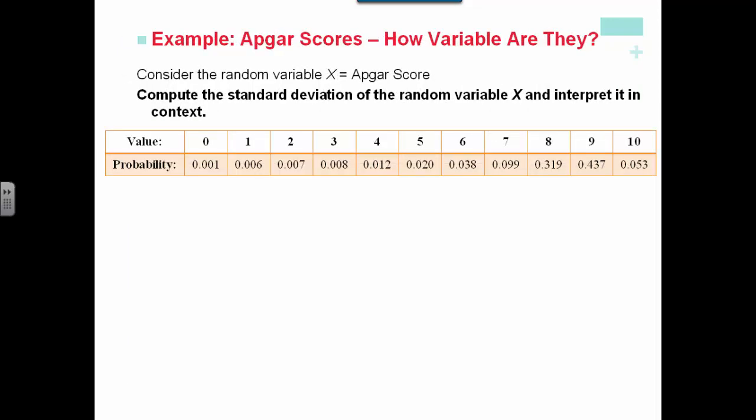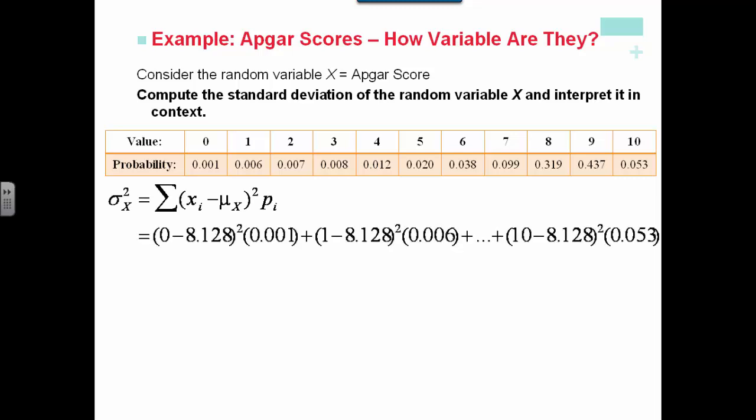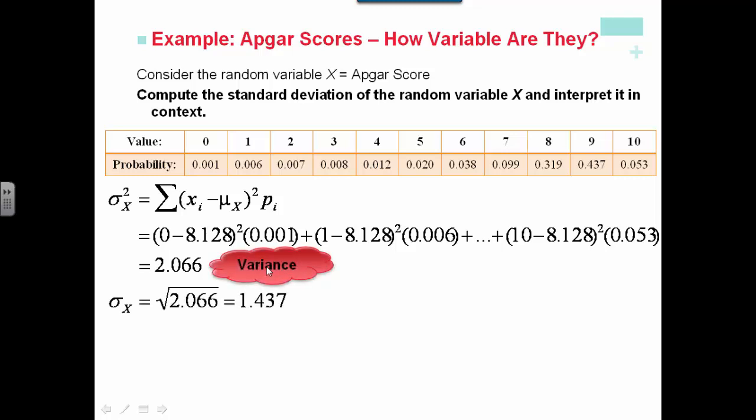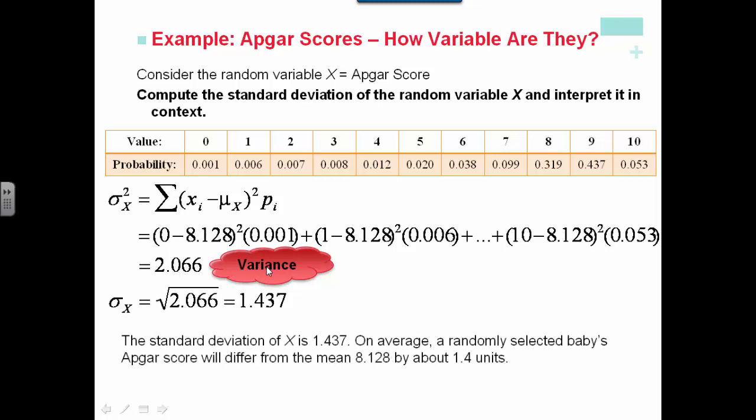Compute the standard deviation. Value minus the mean that we calculated earlier, which was 8.128, squared times the probability, plus value minus the mean squared times probability, and so on. We get 2.066 for the variance. Square root it, 1.437 for the standard deviation. So on average, a randomly selected baby's score will differ from the mean 8.128 by about 1.4 units.